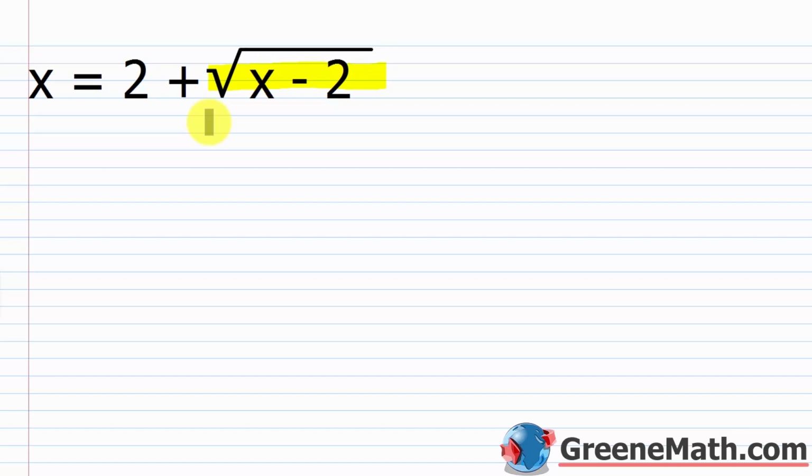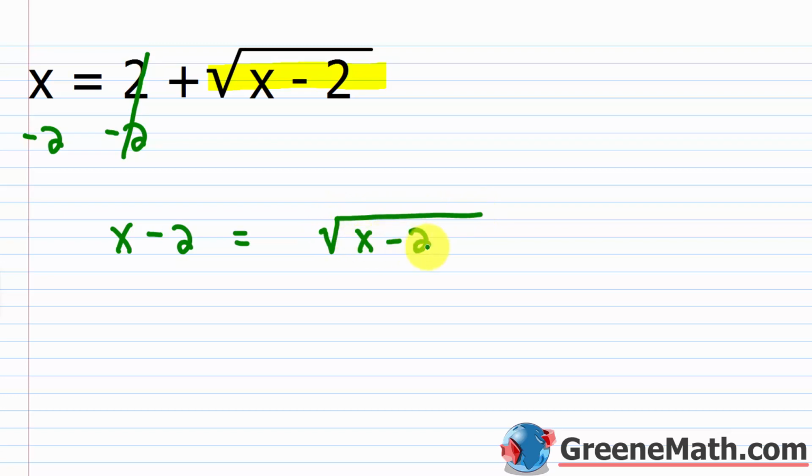So that square root of x minus 2, I've got to isolate that. How can I do that? Well, I've got this 2 that's being added to it. So I'm just going to subtract 2 away from each side of the equation. We know this would cancel. On the left side, I would have my x minus 2. This is equal to my square root of x minus 2.